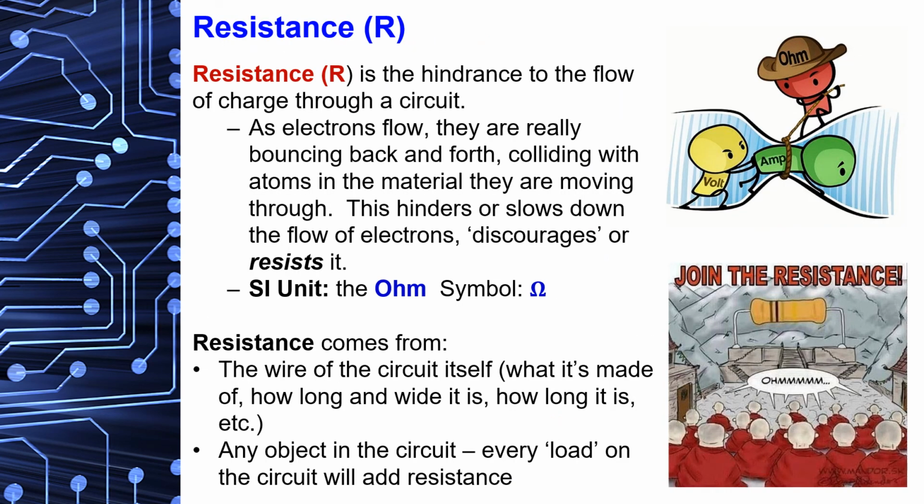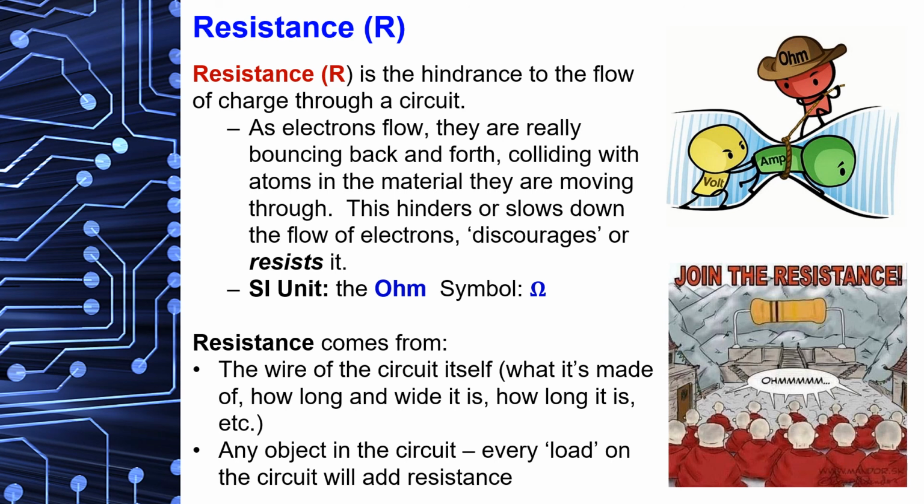Now, one of the fundamental features of circuits is something called resistance. And resistance is kind of the hindrance to the flow of charge through a circuit. I mean, electrons would like to move through a circuit basically at something close to the speed of light. But any electron moving through, let's say, a copper wire, it's going to keep bouncing into atoms of copper. And so it can't just go in a straight line as fast as it wants to. Think about it this way.